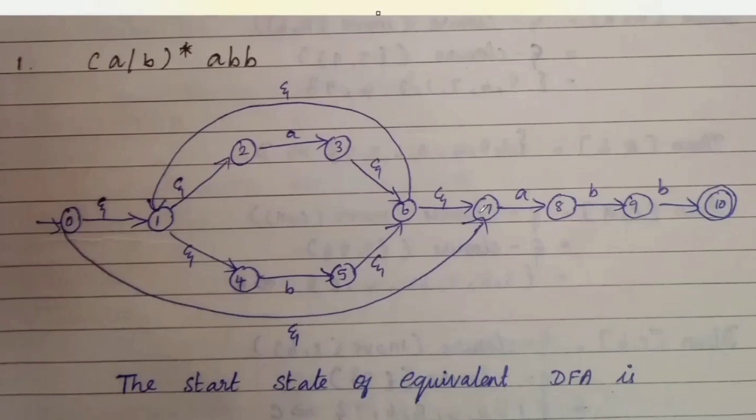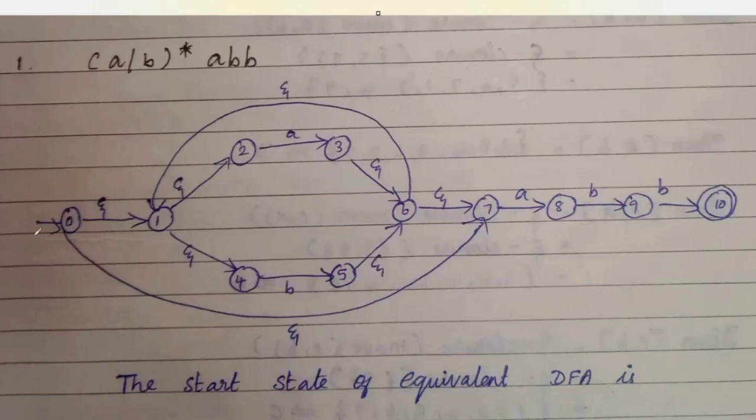Then 6 reaches 7 through epsilon. From 6, we reach back to 1, and from 0, we can reach state 7. These two together implement the (A|B)* part. Then we concatenate with ABB. From state 7 to 8 through A, from 8 to 9 through B, from 9 to 10 through B. There is a concatenation ABB. Here 10 leads to the accepting state.